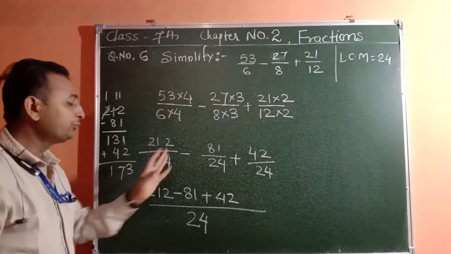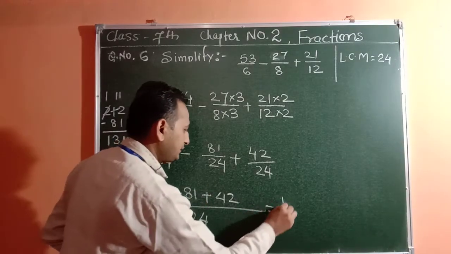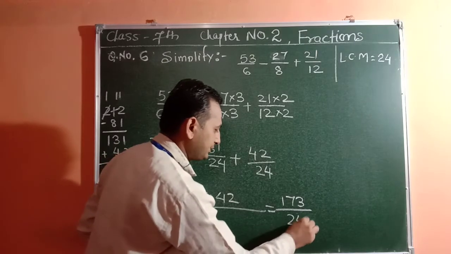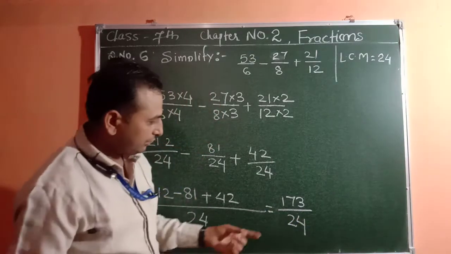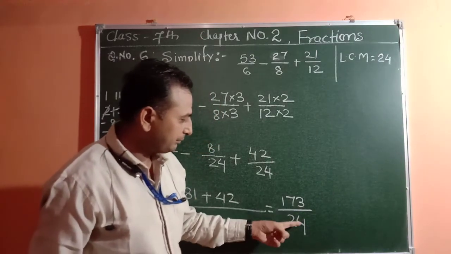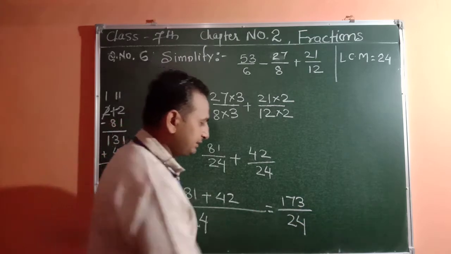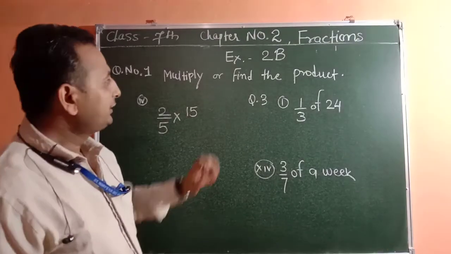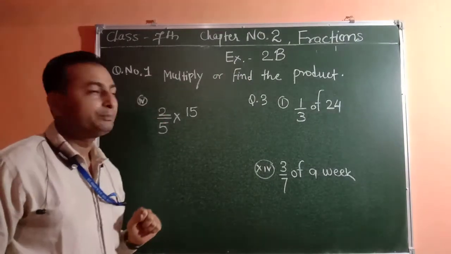Finally you will get 173 in the numerator and 24 as it is, because these two are an even and odd combination, which means this is your final answer. Now move to our next exercise, 2b.